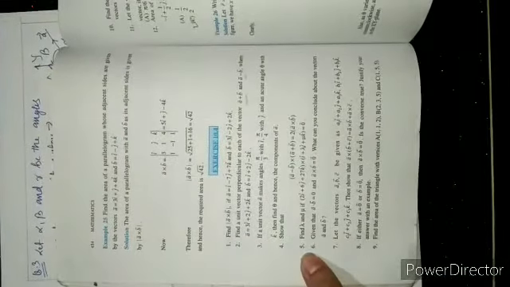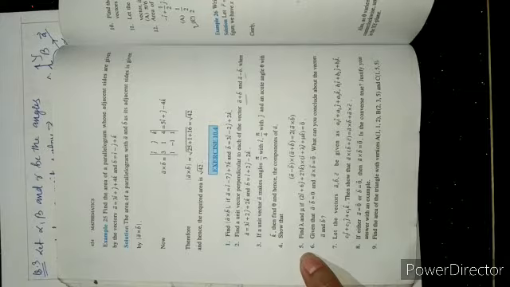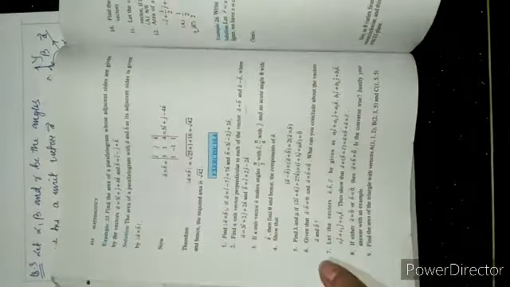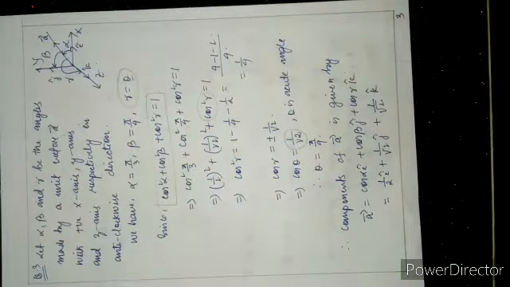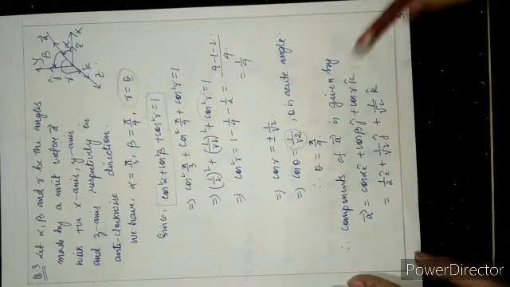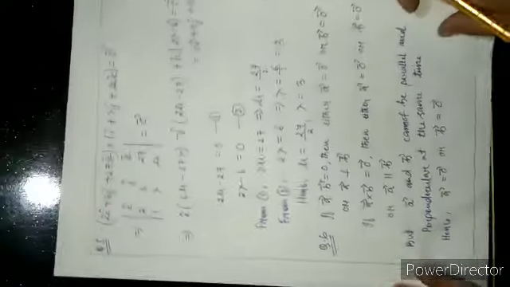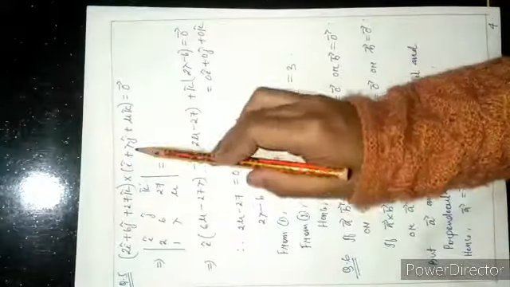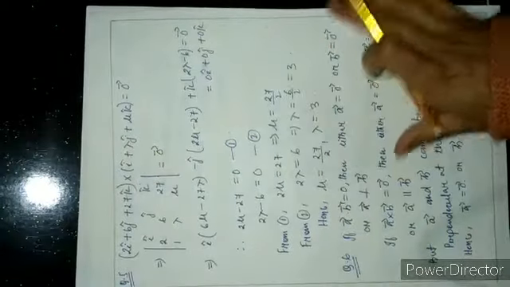Your next question is question number 5. Find lambda and mu if 2i cap plus 6j cap plus 27k cap cross product i cap plus lambda j cap plus mu k cap is equal to 0 vector. Find lambda and mu if the cross product of these two vectors is equal to 0 vector.